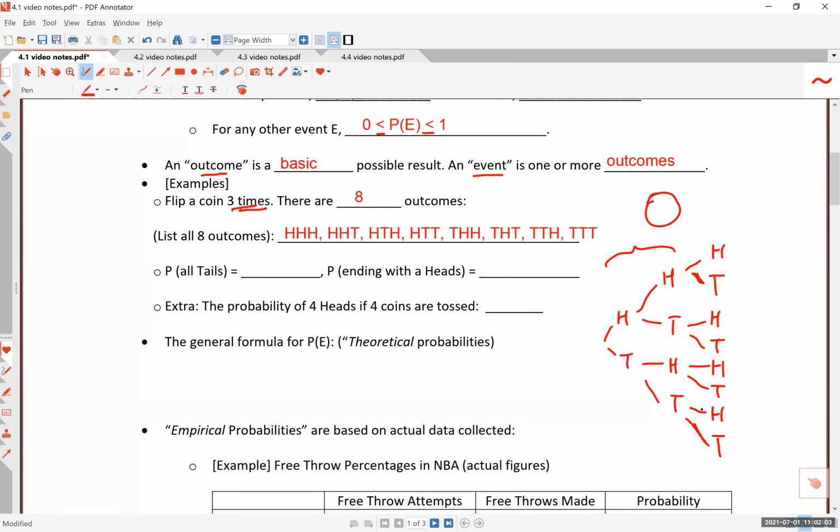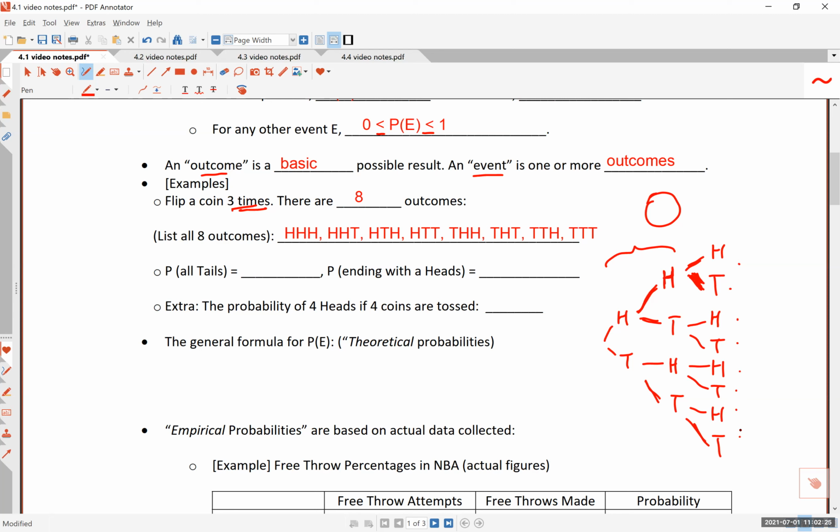And if you notice here, this is called a tree diagram for an obvious reason. In each step, things are branching off. In each step, you have 2 branches growing from one letter of the alphabet. And so you have 1, 2, 3, 4, 5, 6, 7, 8. And those are the 8 outcomes.